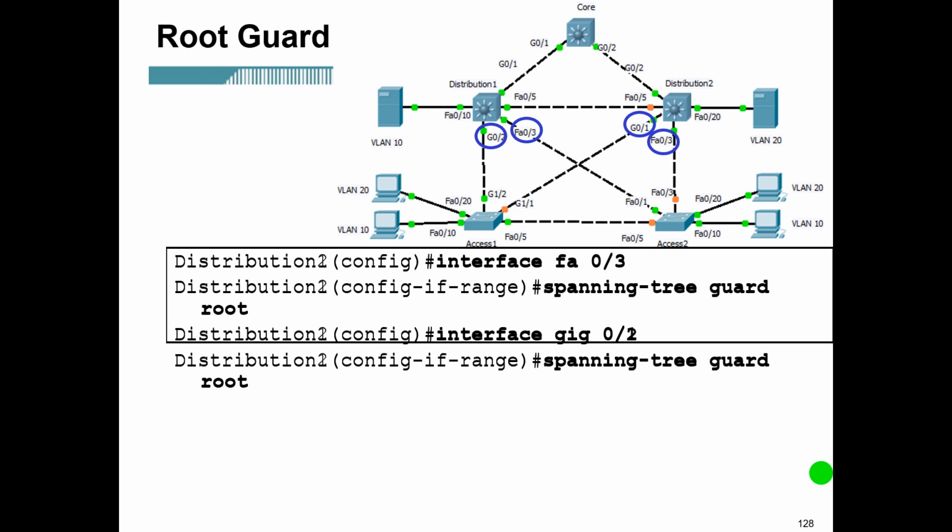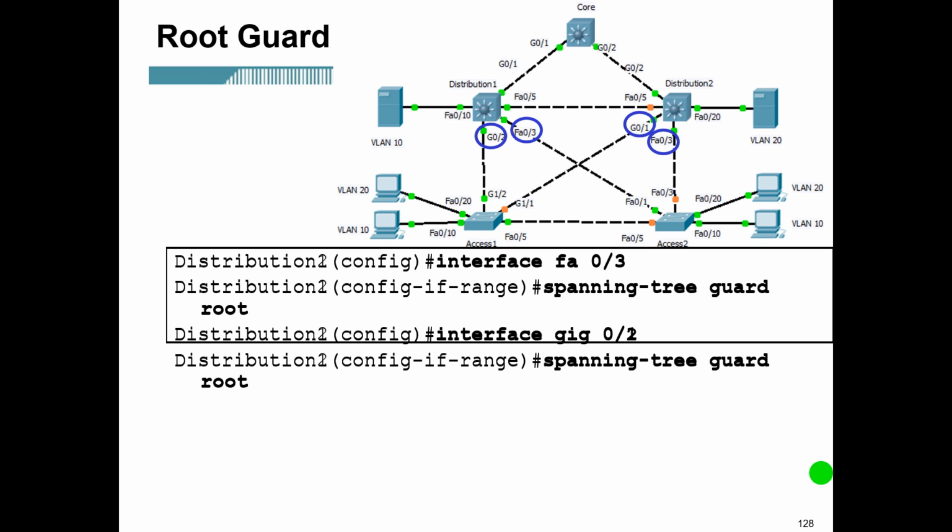So how we do that is by navigating to the interface and turning on spanning-tree guard root. Root guard enabled on an interface applies to all VLANs to which that interface belongs. Do not enable root guard on interfaces to be used by the uplink fast feature. With uplink fast, the backup interface replaces the root port in the case of a failure.